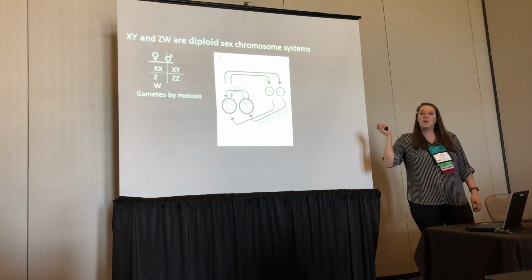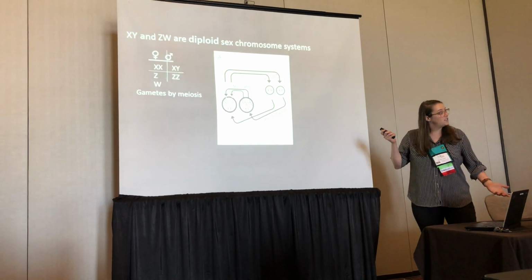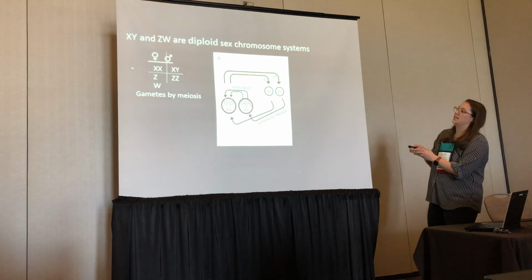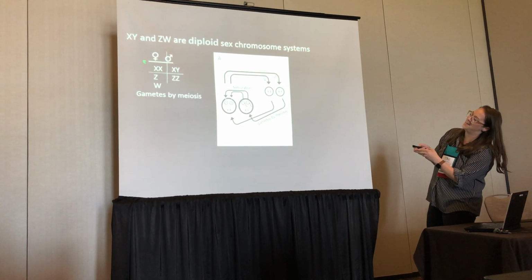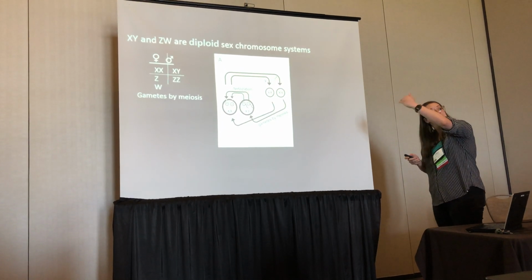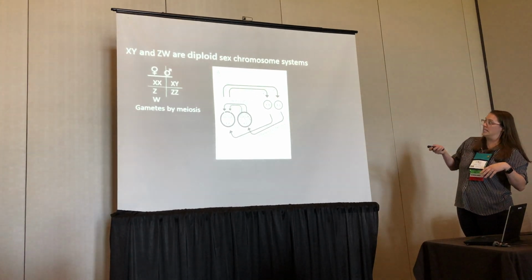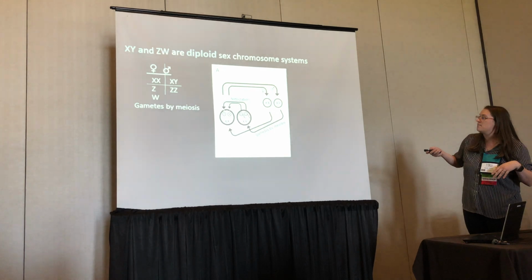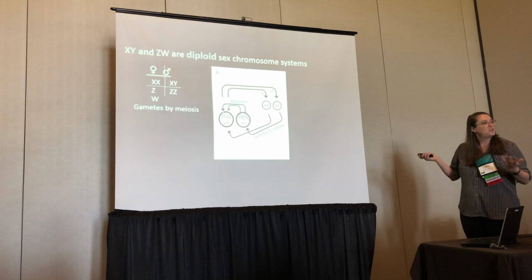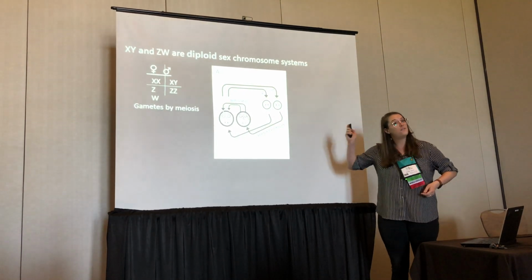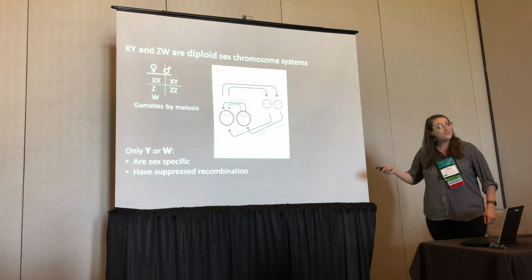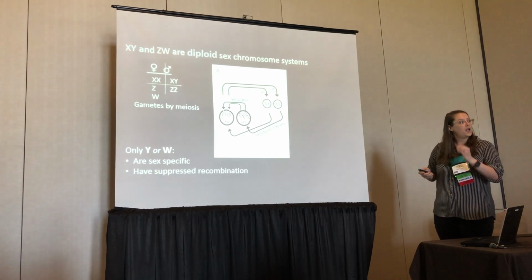The systems folks are probably most familiar with are the XY and the ZW systems, but you should note that those are both diploid sex chromosome systems. XX and ZW typically correlate with being female, and XY and ZZ typically correlate with being male. Because these are diploid, when they are sex expressing, they make their gametes by meiosis. Those gametes then unite, fertilization, back to being diploid again. The important thing to remember for the sake of this talk is that in these systems, only the Y or the W are sex-specific, and only the Y or W have suppressed recombination.